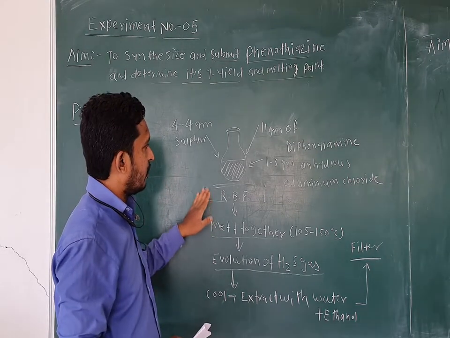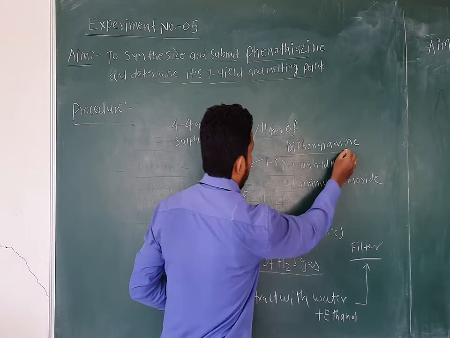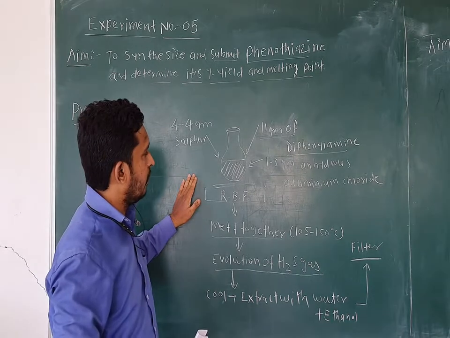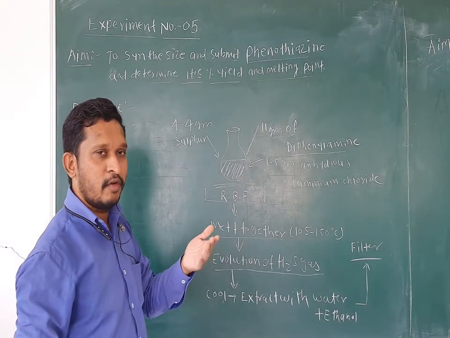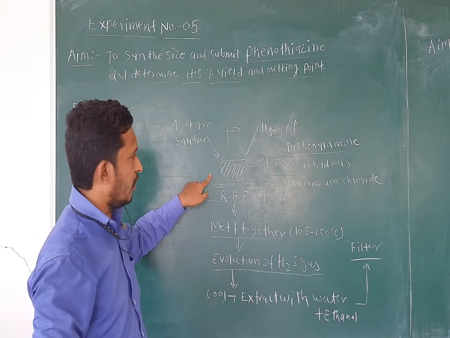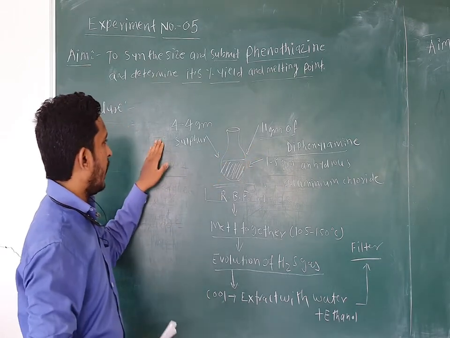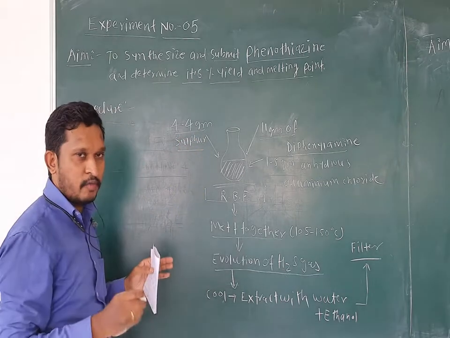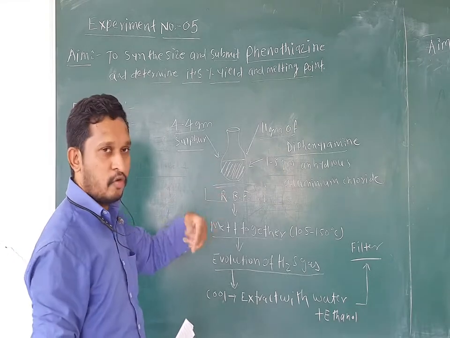After that, you have to add 11 gram of diphenylamine. If diphenylamine is in liquid form, you can take 11 ml or 12 ml of diphenylamine and place it into the round bottom flask. After addition of diphenylamine, you have to add 4.4 gram of sulfur in the round bottom flask. Then mix it by using a stirrer.